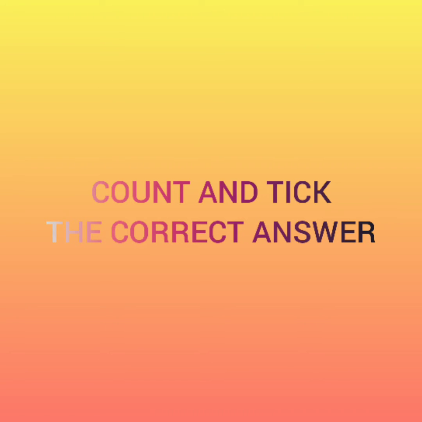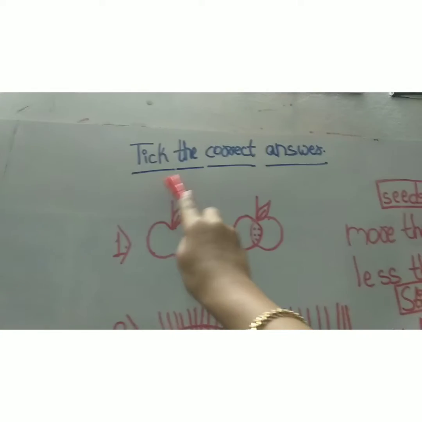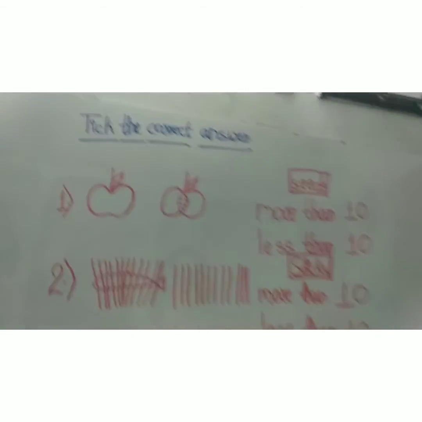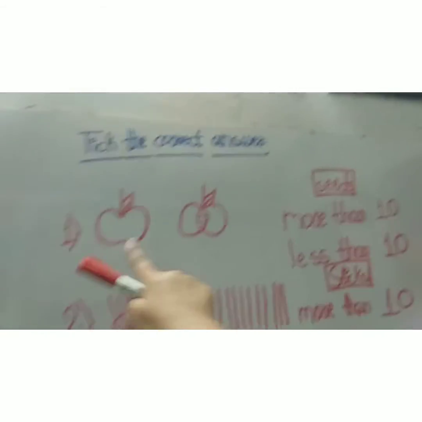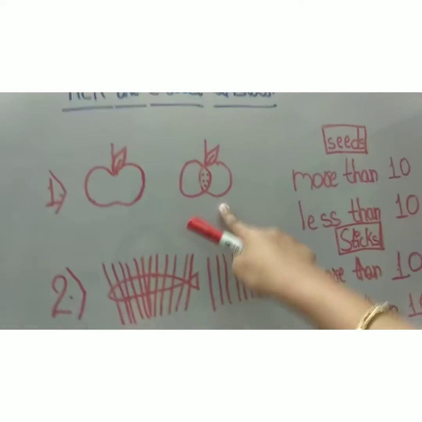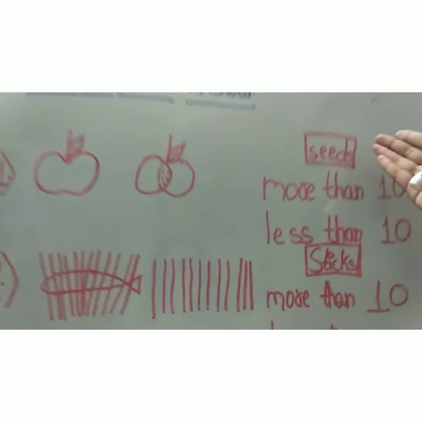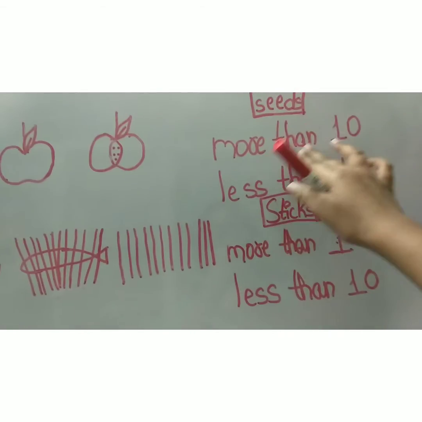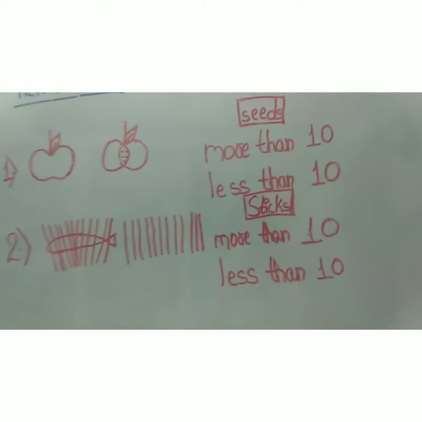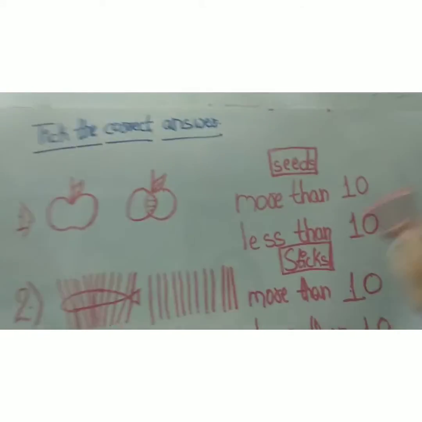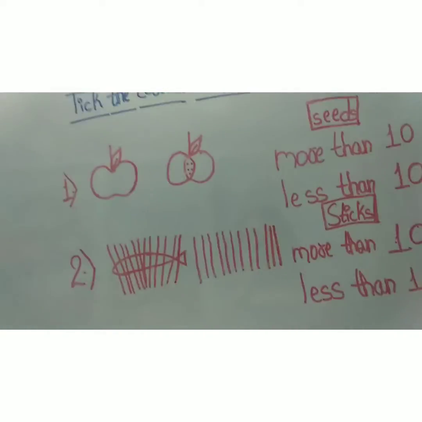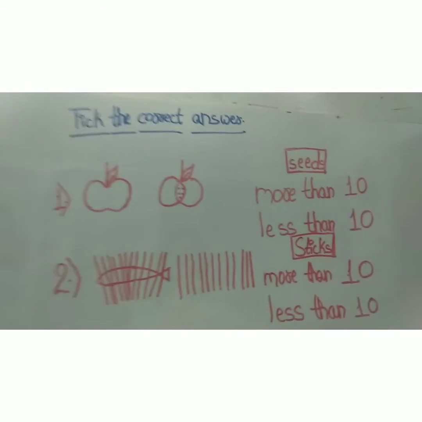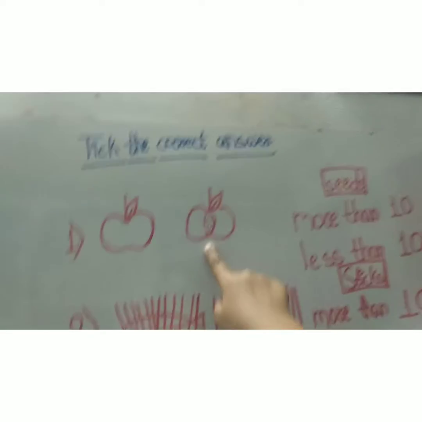Count and tick the correct answer. This is an apple. It has some seeds. Are the seeds more than 10 or less than 10? Let's find out. Let's count the number of seeds in this apple.